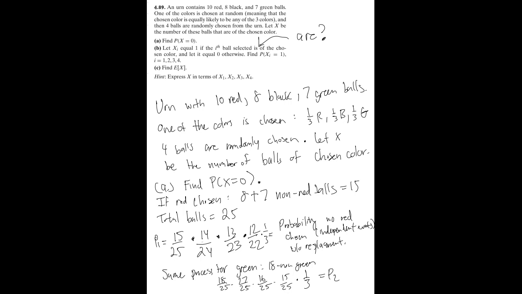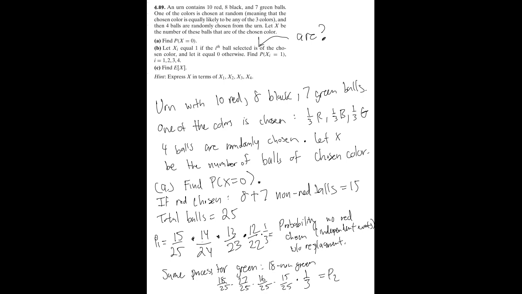All right. So part A is given an urn with 10 red, 8 black, 7 green balls. One of the colors is chosen with equal probability, so 1/3 each for red, black, or green, and 4 balls are randomly chosen.